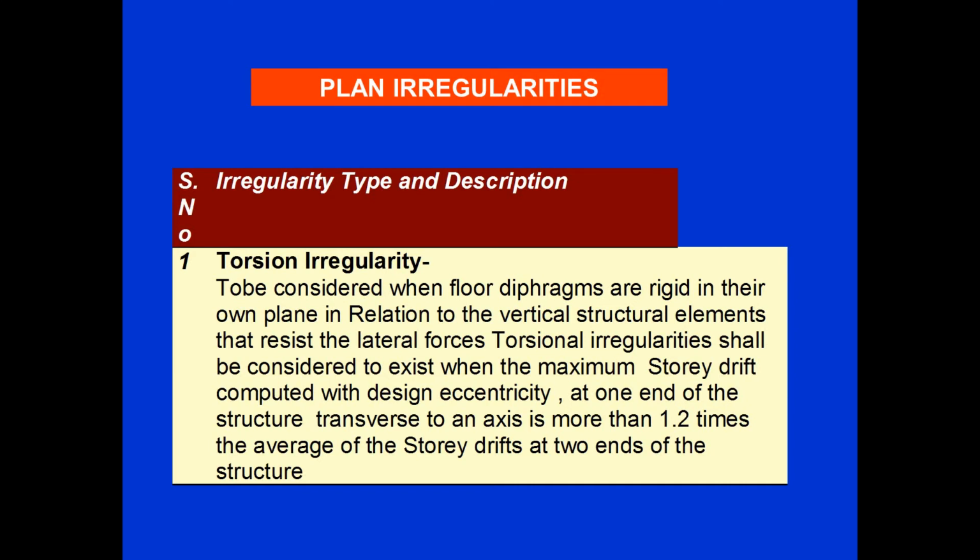So to be considered when a floor diaphragm is rigid in its own plane in relation to the vertical structural elements that resist the lateral forces. And torsional irregularity shall be considered to exist when the maximum story drift computed with the design eccentricity at one end of the structure transferred to an axis is more than 1.2 times the average of the story drift at the two ends of the structure.